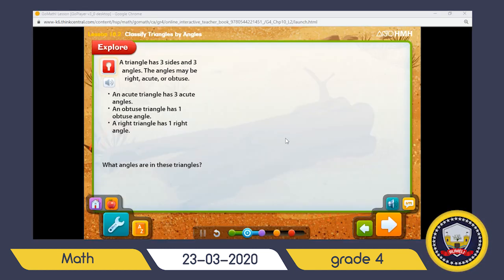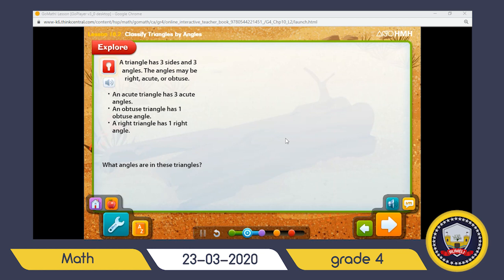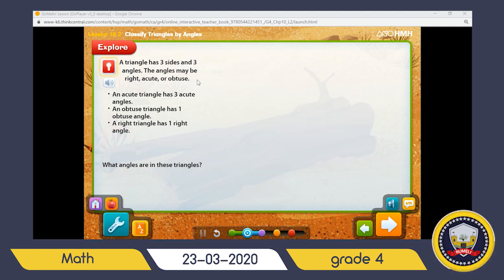Okay, let's start with the meaning of a triangle. A triangle has 3 sides and 3 angles. Because of this we say triangle. And remember the kind of angles. The angles may be right, acute or obtuse. In accordance with the angles, we give some names for triangles.